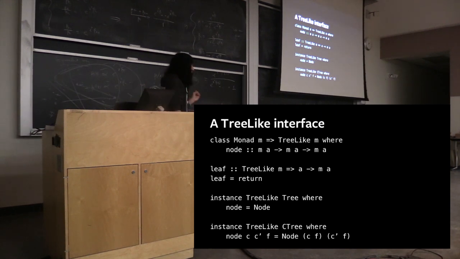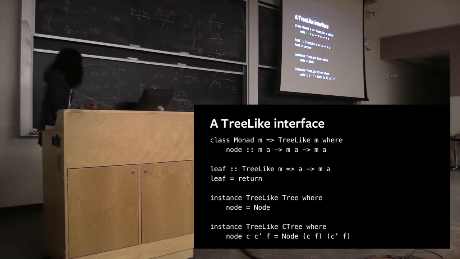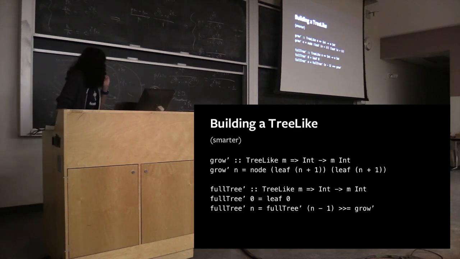The only thing that a tree-like interface needs to represent is how to build up a larger tree from two smaller subtrees. And that's what this node function is going to represent. It takes in two objects that implement this tree-like interface, and it's going to join them into a larger one. We can define a utility function called leaf, which will just give us a basic building block of our tree, one of the leaf nodes. And then we can implement this interface on both tree and C tree.